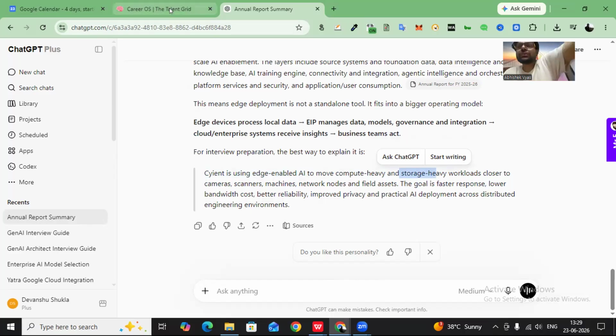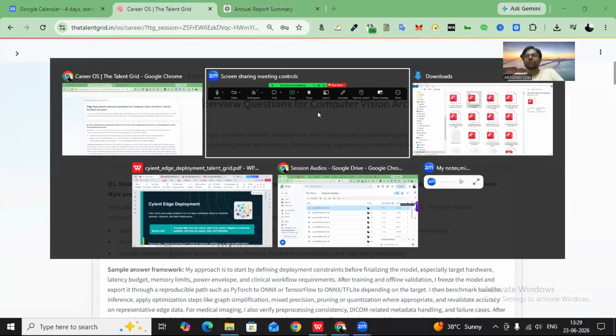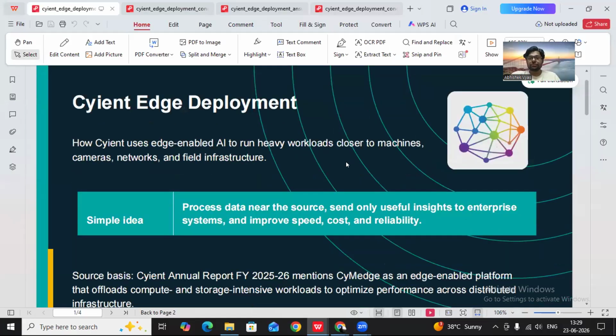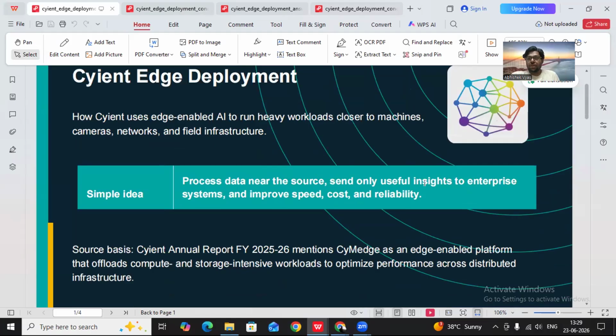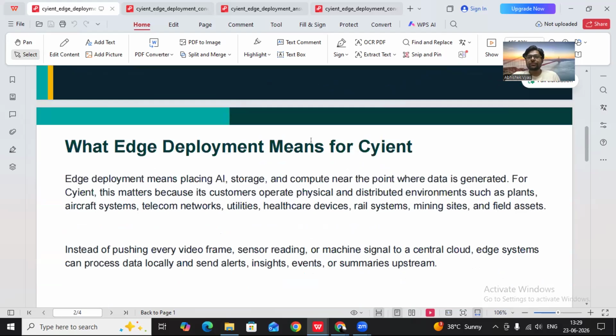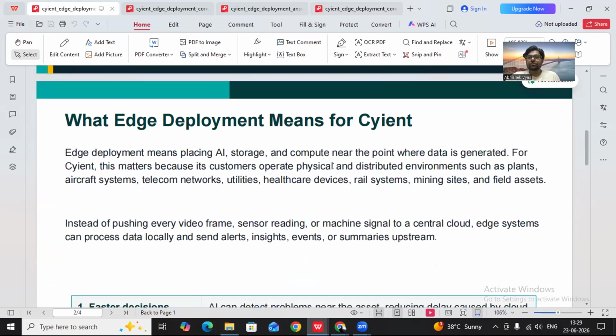So now let's get to a quick case study, which I have shared with you. So how does Cyient use this? They process data near the source and send only useful insights to enterprise systems, and they improve speed, cost, and reliability. Okay. They have this product, Cyient, which is an edge-enabled platform that offloads compute and storage-intensive workloads to optimize performance across distributed infrastructure. We are well aware of it now.